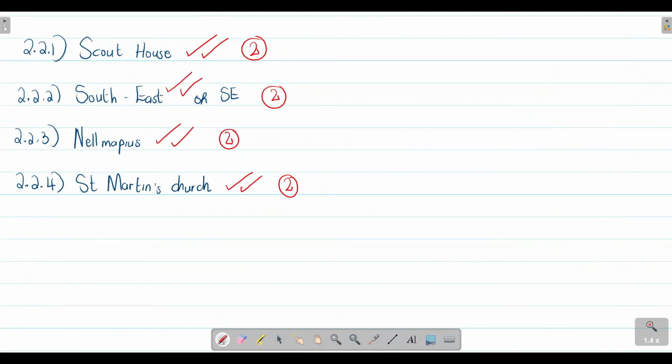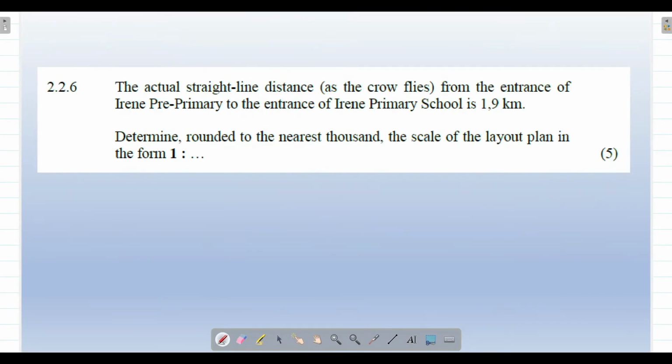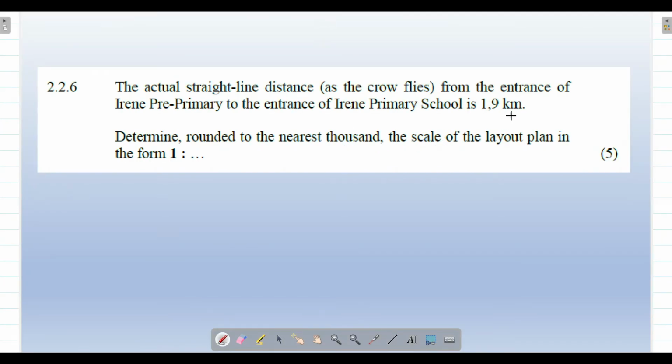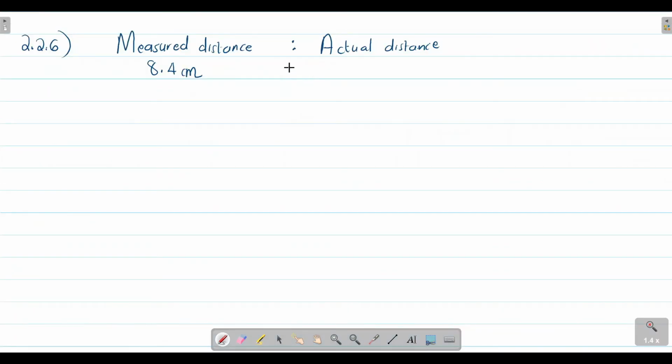Let's assume then that my measured distance is 8.4 centimeters. So I'm going to write that down, 8.4 centimeters. And remember, we were told the actual distance, so if you were to walk from Irene pre-primary to Irene primary school, the actual distance will be 1.9 kilometers, right? So we're going to write 1.9 kilometers. However, we've got a problem here. When we're working with the number scale, guys, we need to remember that the units need to be the same.